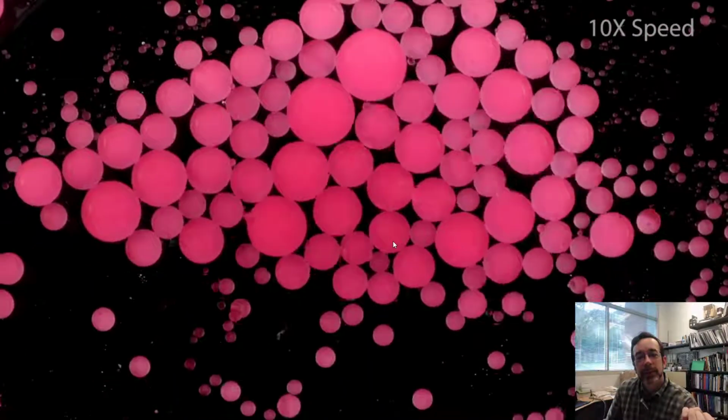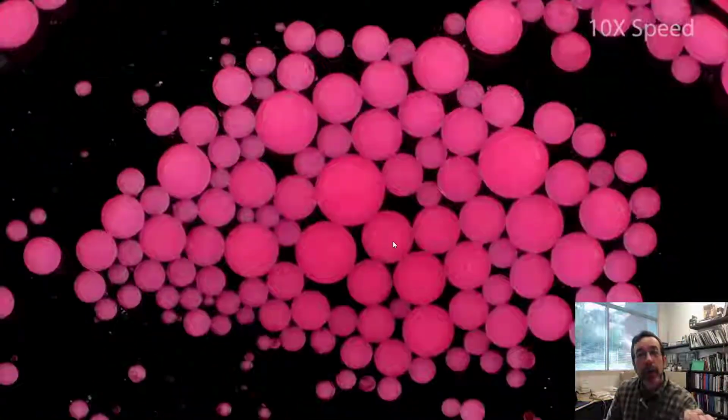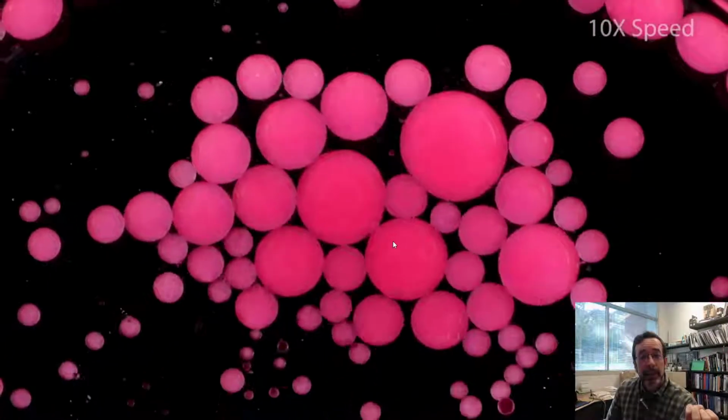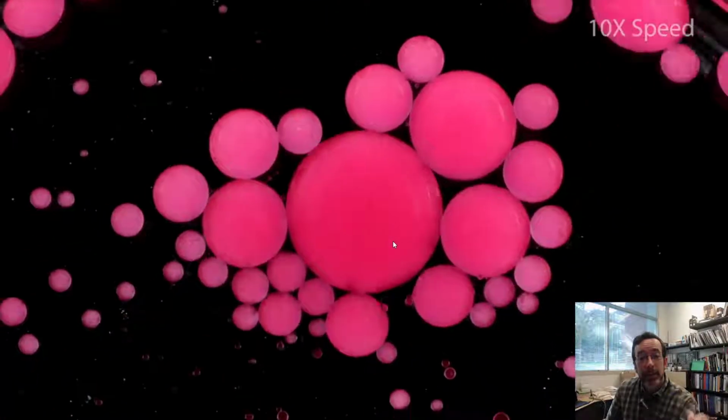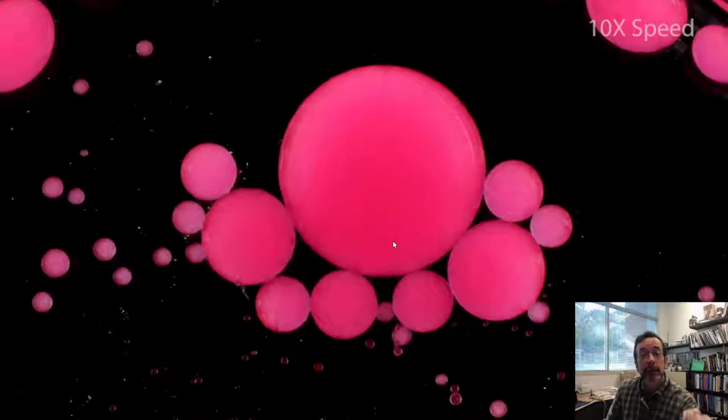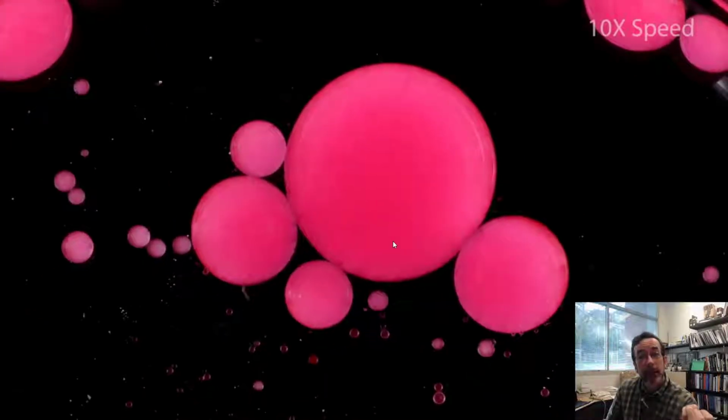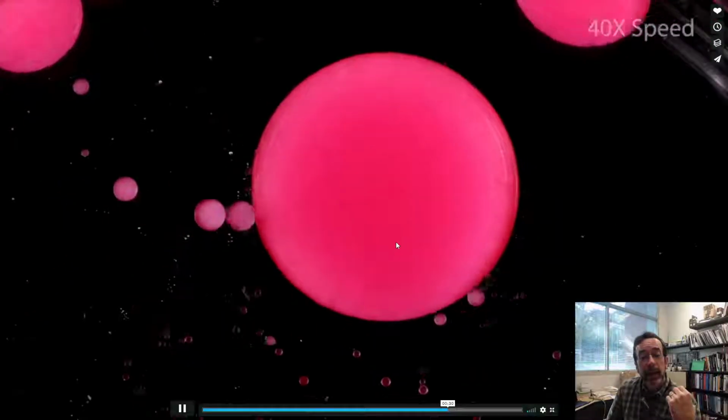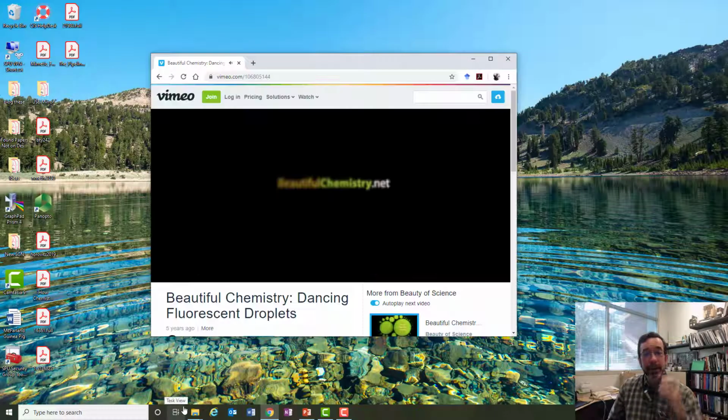You have all this amazing motion. They almost look lifelike, but this is actually not living. This is chemical. This is water pushing these things around, the hydrophobic effect and all those other things. I'll give the credits for that at beautifulchemistry.net. But that's the idea of how those things work.